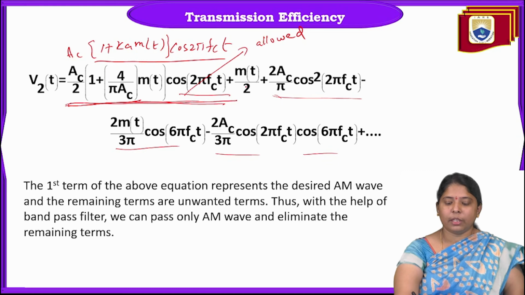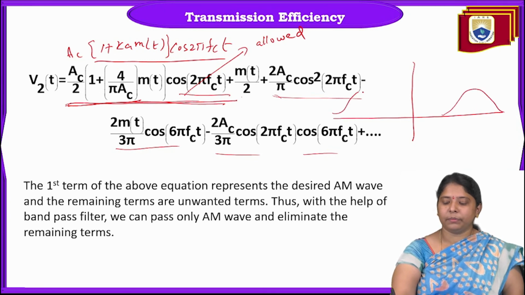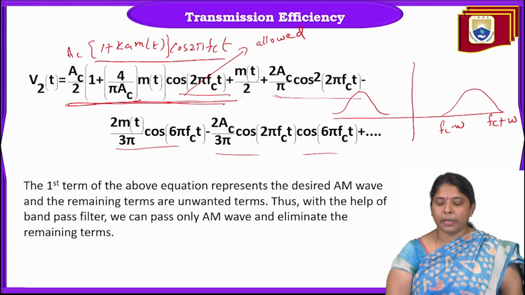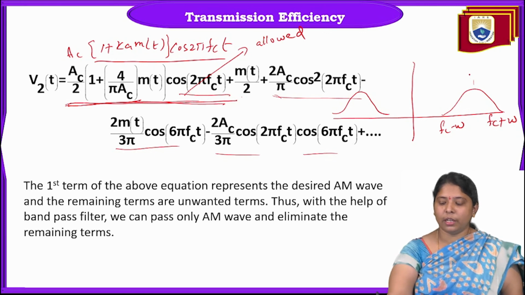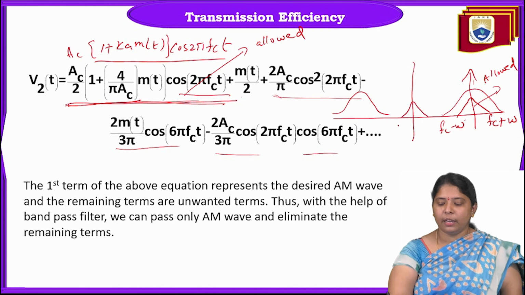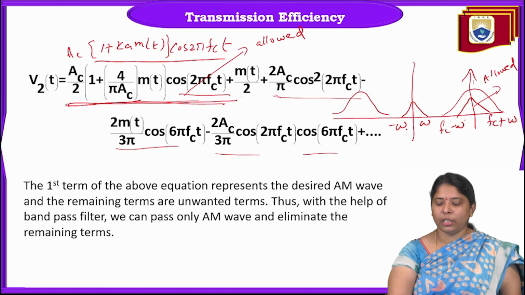And the second term is the pure message. The band pass filter is designed such that it allows Fc minus W to Fc plus W. The first term comes under this range only, so this term is allowed. But the second term, m of t by 2, occupies minus W to W, so the band pass filter does not allow it, and it is rejected.